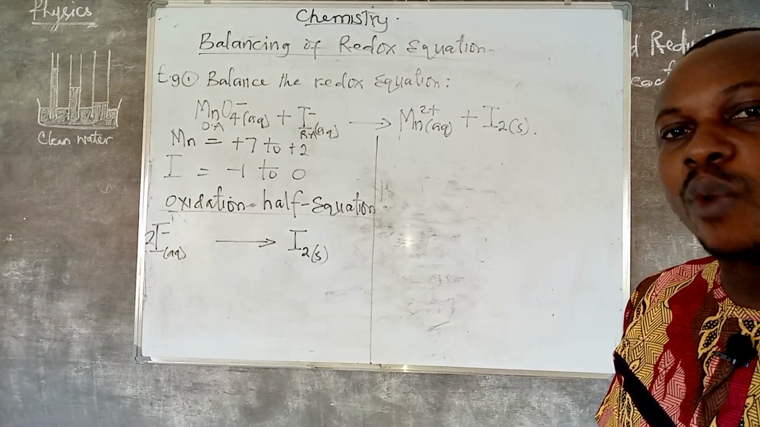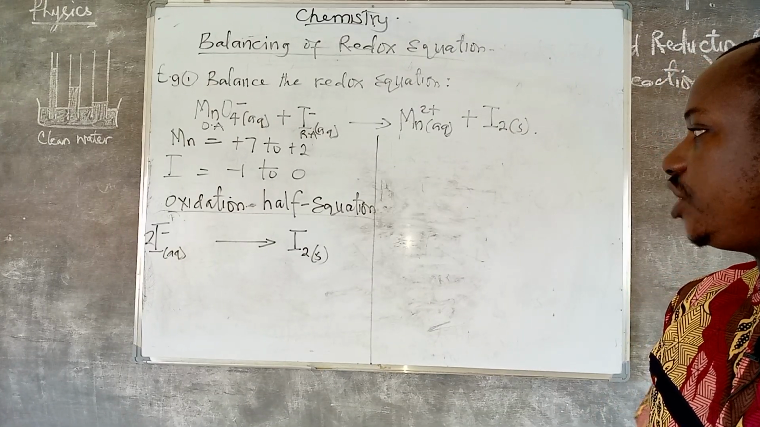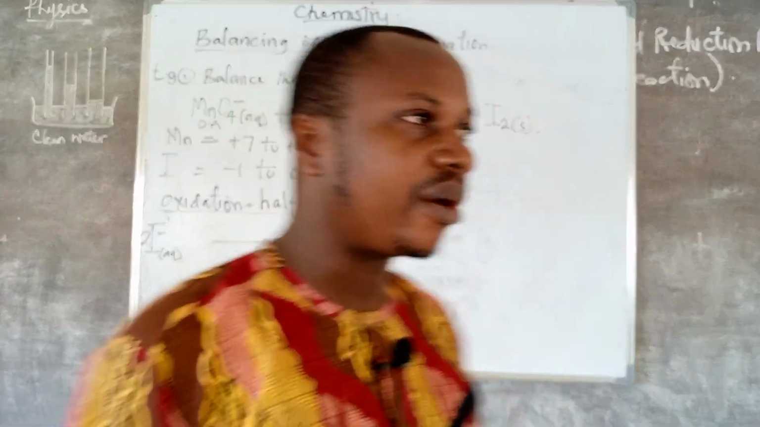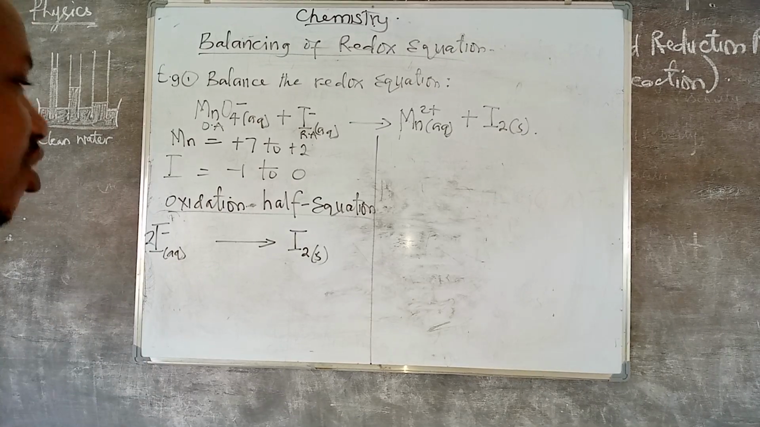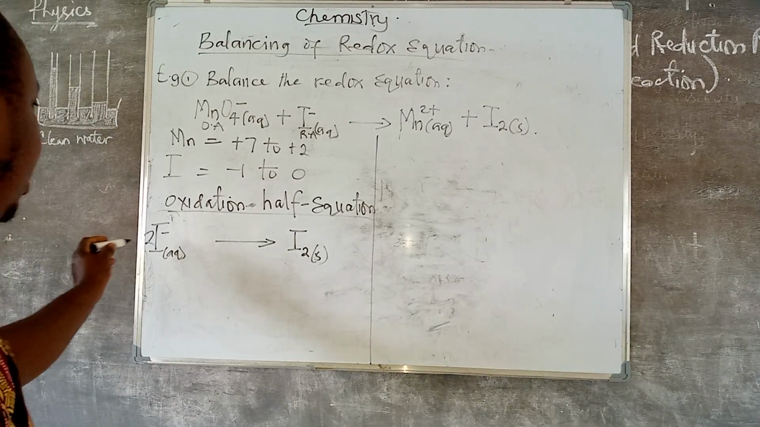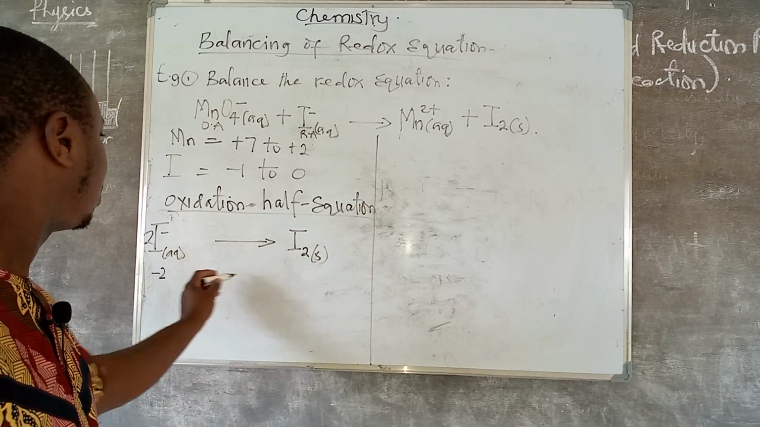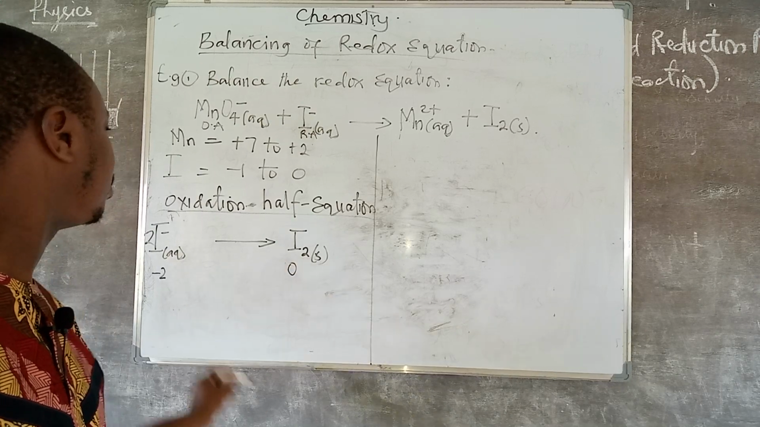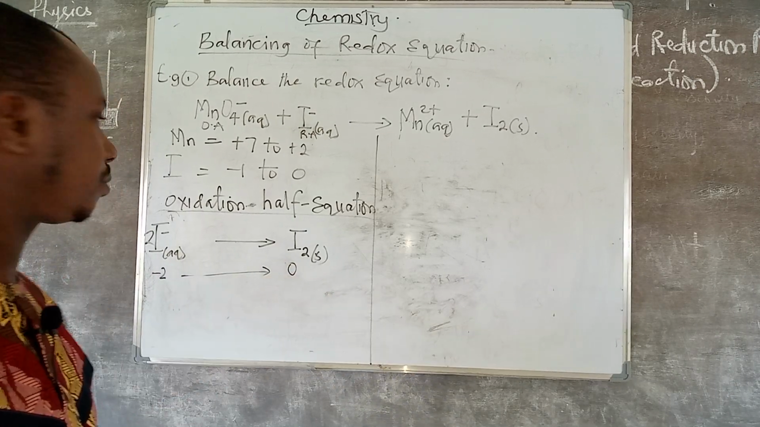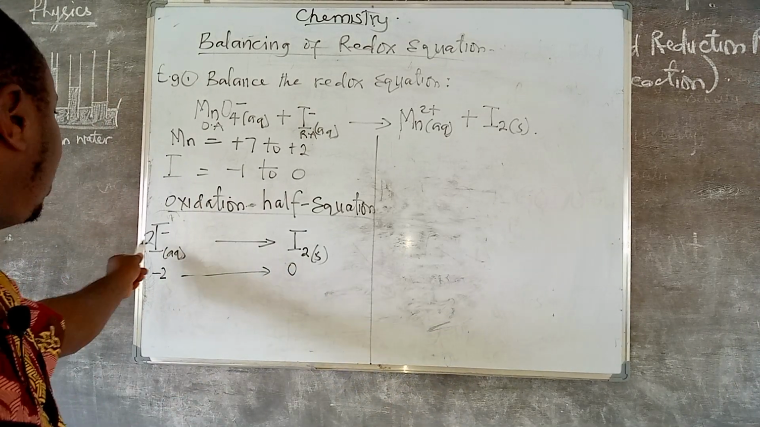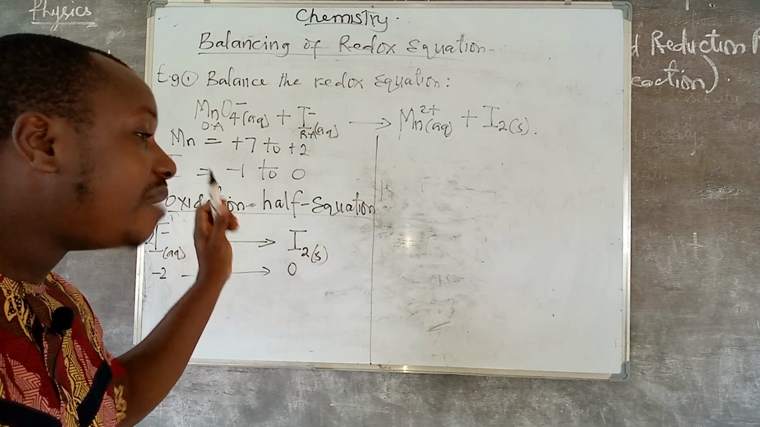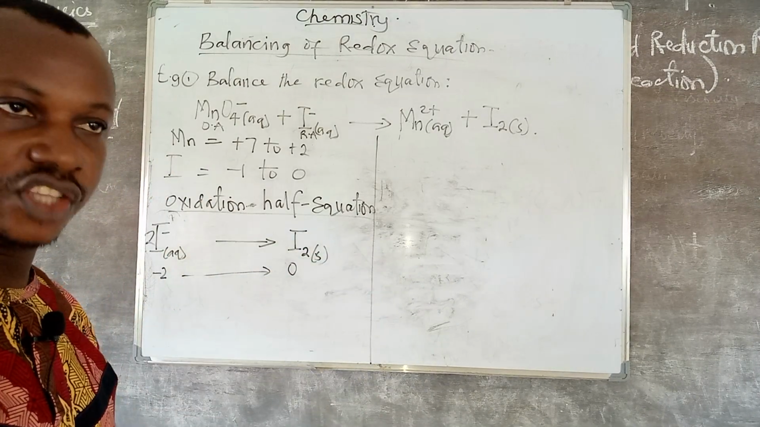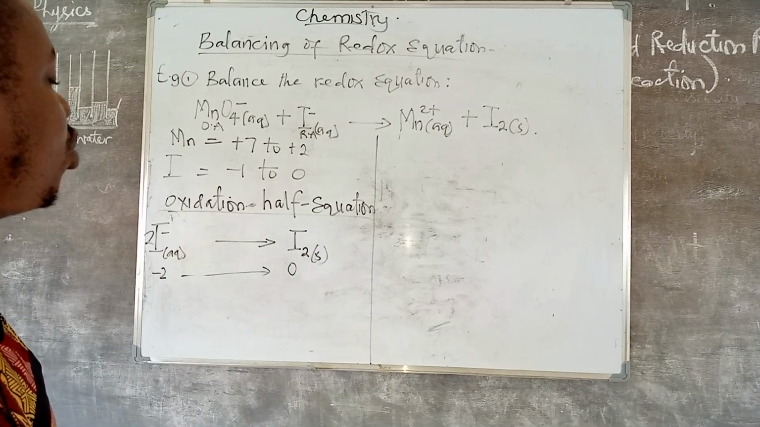What next are we required to balance? Number of charge. Let us consider the number of charges here. This side we have -2. And this side we have what? 0. How is it -2? This is affecting this minus here. That is -2. And here is what? 0. Remember, in the uncombined state it is 0. Now, how do we balance number of charge?